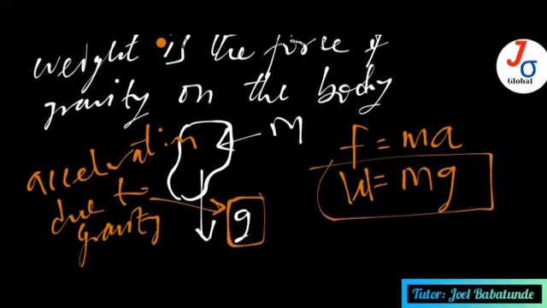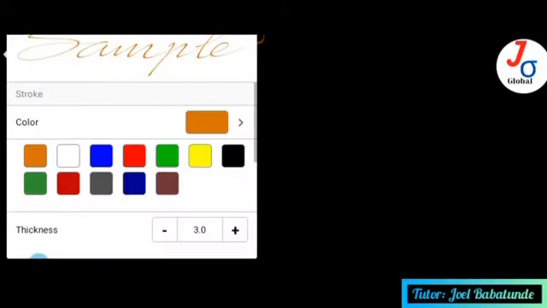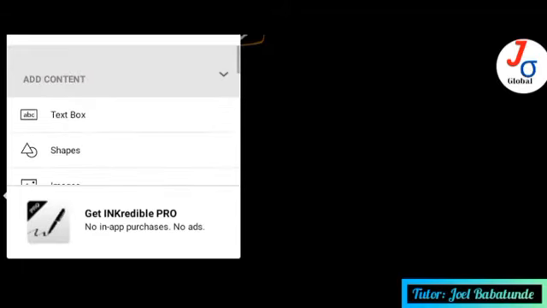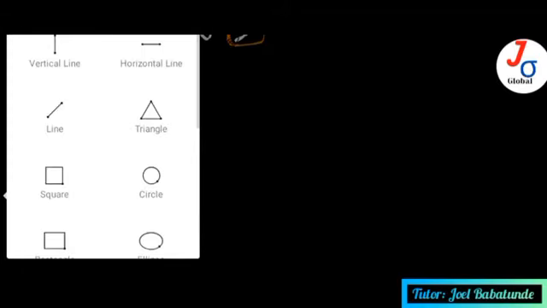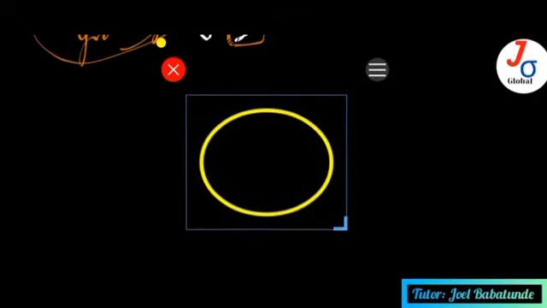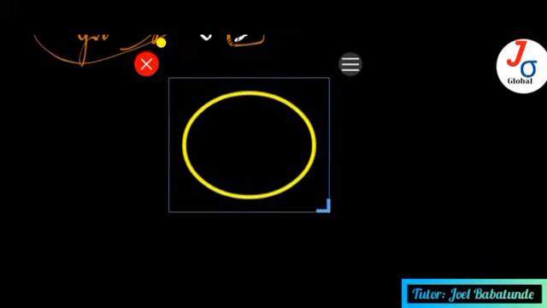Now let's talk about the properties of acceleration due to gravity. Let's talk about that for a minute. Now we have the Earth. Okay, let's say this is the Earth.